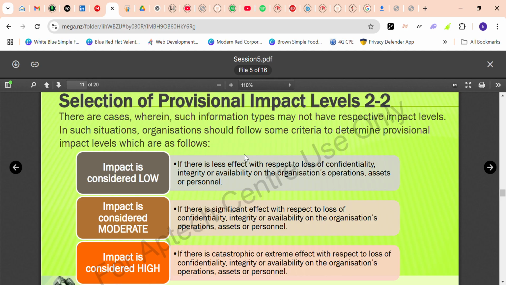Is it moderate? Impact is considered moderate if it will cause confidentiality, integrity loss. But if my account balance is being altered in this area from 1 million to 100 million, I no get issue. Abi, you get issue? Na bank you go pay you.